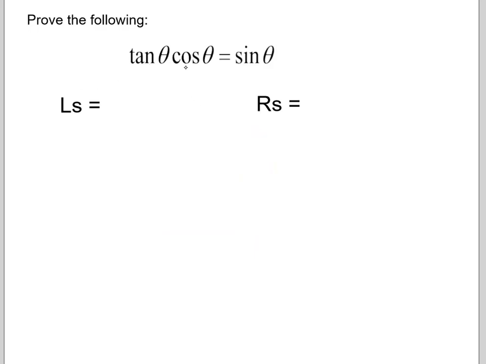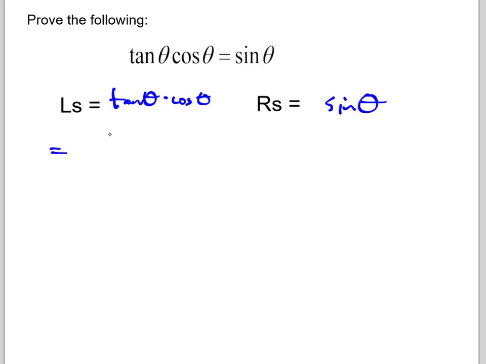So this is my tan theta times cos theta equals sine theta. I want to prove this to see if it's correct. So I write out my left side. There's tan theta times cos theta. And the right side is just sine theta. So now the right side's nice because it's all by itself. It's about as isolated as we can make it. So that actually makes our life a little bit easier. So I'm going to focus on the left side.